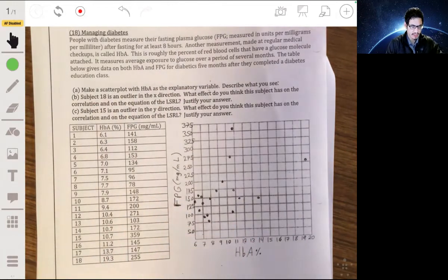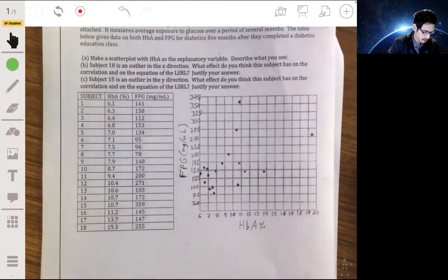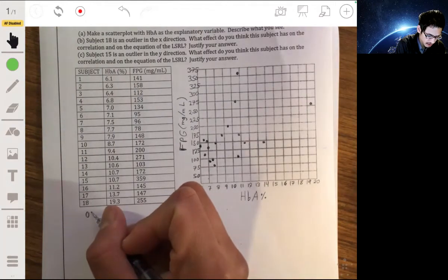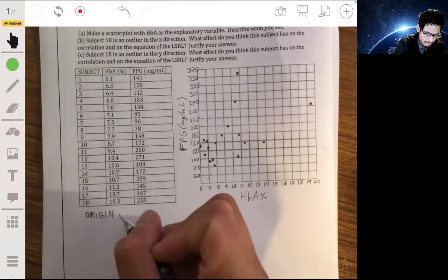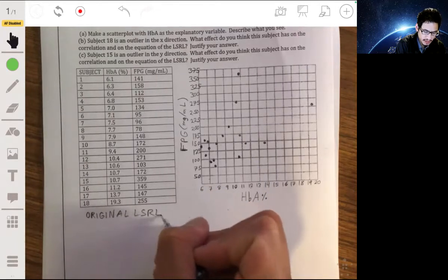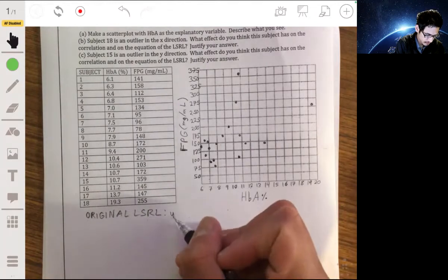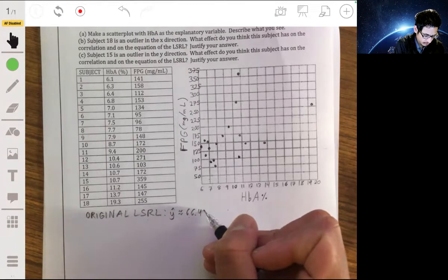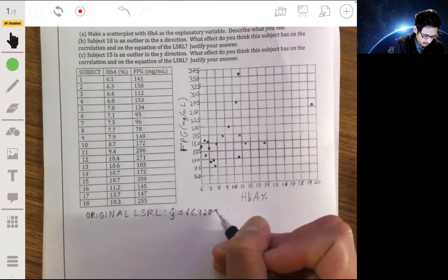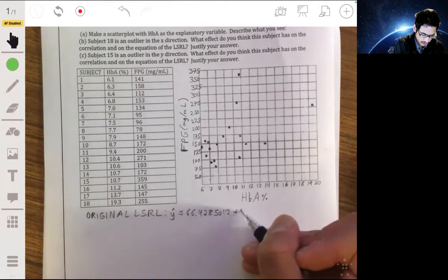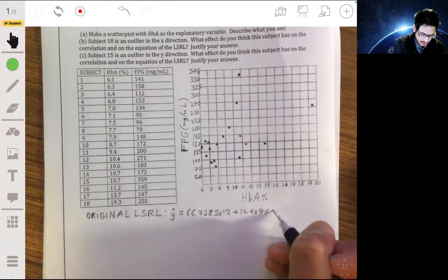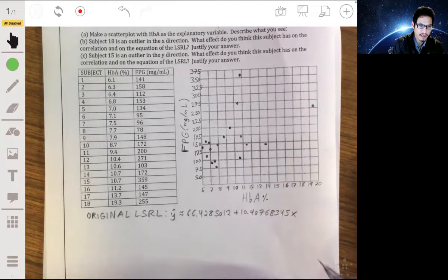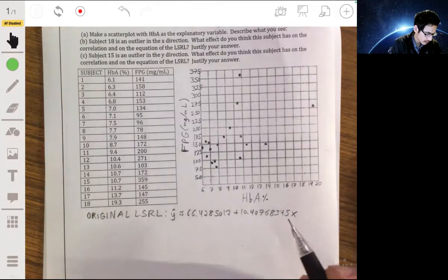Let's first go ahead and let's just write this out down here. This is going to be our original least squares regression line. So y hat equals 66.428512 plus 10.40768345x. Probably don't have to be that precise, but I just like writing numbers.